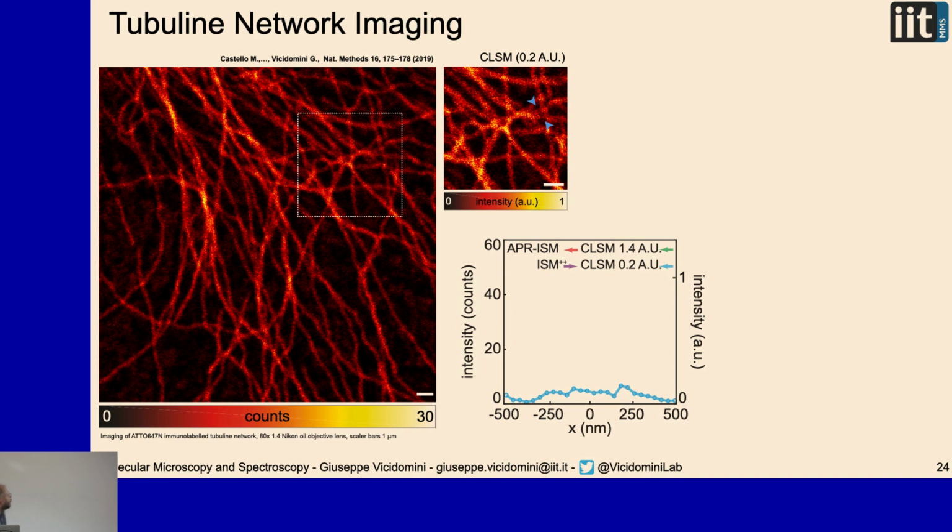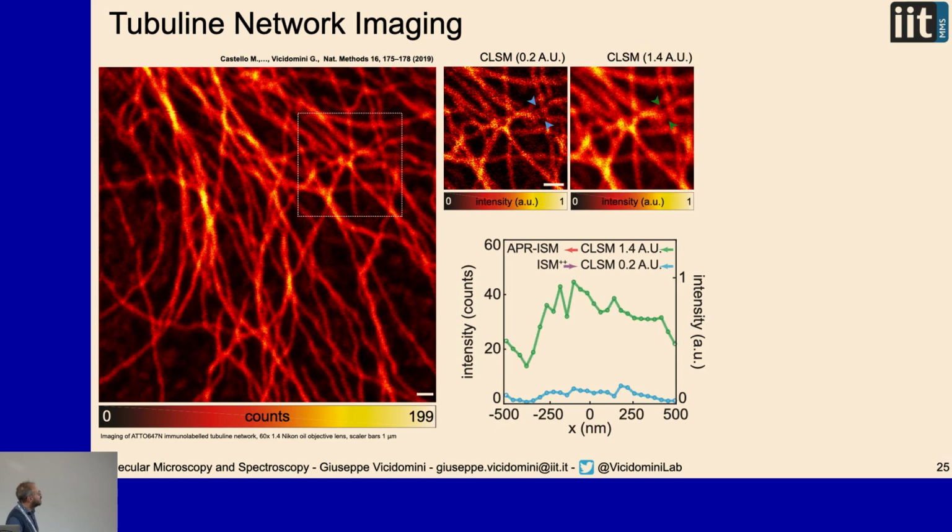Here are a few examples. Unfortunately, the projection is changing quite a lot from what I can see in my video. Anyway, that's a tubulin network. That's a conventional confocal microscope in which typically you use a pinhole to improve the resolution, but when you have a pinhole, you reject a lot of light. Here is an intensity profile along this direction. So basically, you cannot really distinguish that there are some tubulin structures.